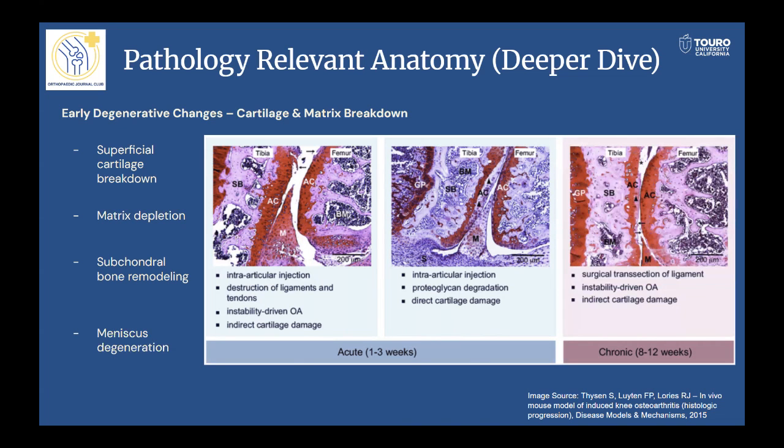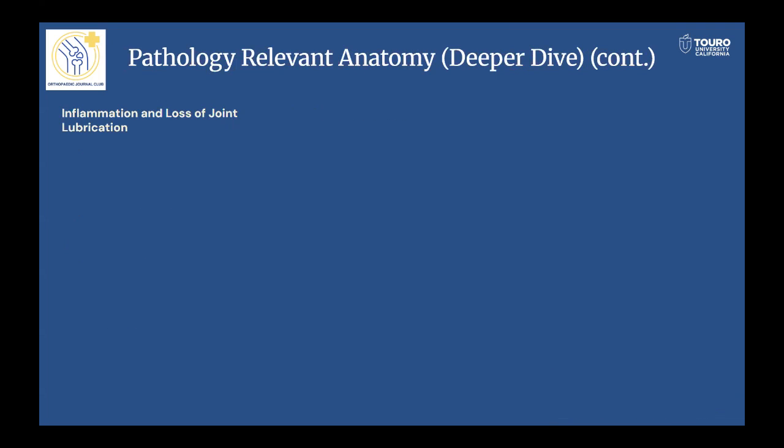Once you get to the chronic phase on the far right, instability and ligament failure have progressed to meniscal degeneration. So at this point, the meniscus is totally extruded out of the knee, and it's no longer cushioning the joint at all. So you are truly bone on bone. And every step transmits force directly through that exposed bone, which drives pain, deformity, and just continues the OA cycle in general.